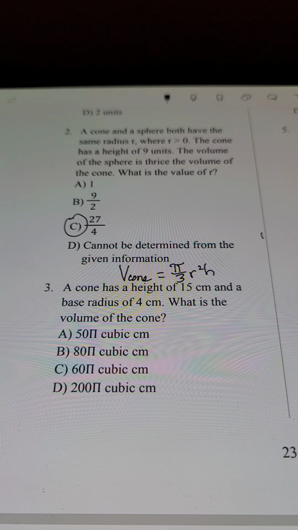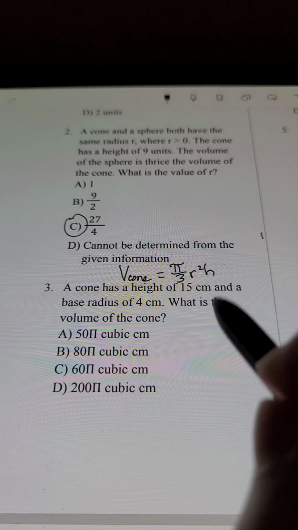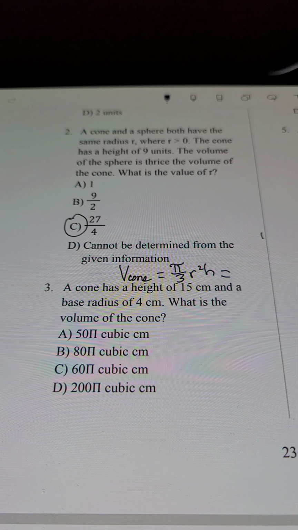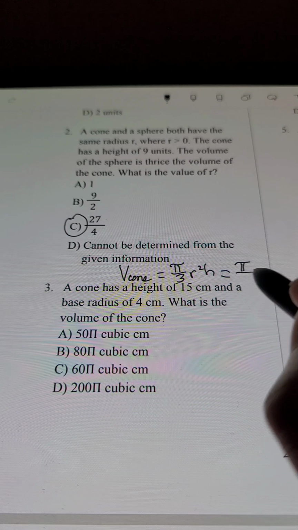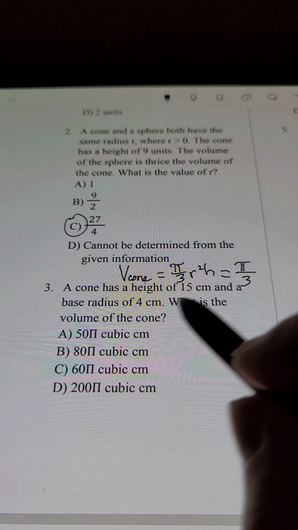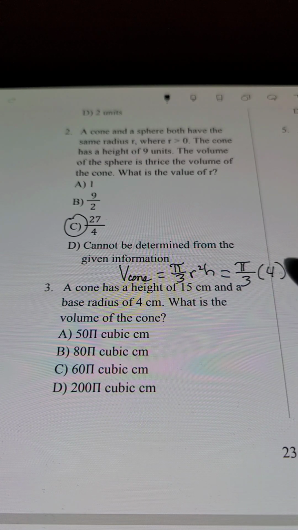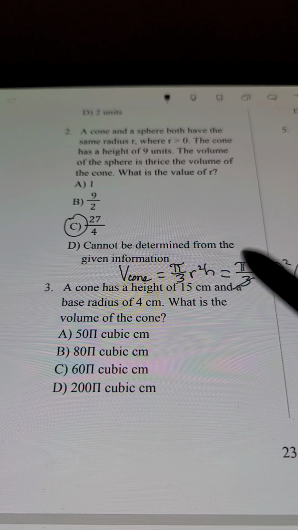So let's do that. So I'm going to say that this is equal to pi over 3 times r, which is 4, squared times the height, which is 15. So 3 goes into 15 5 times. So now I have pi times 4 squared is 16. So 16 pi times 5, which just gives me 80 pi as my answer.